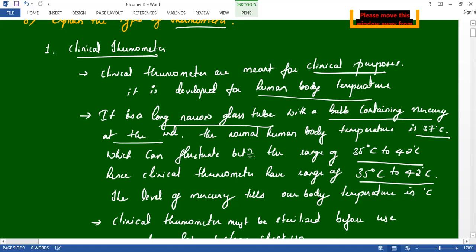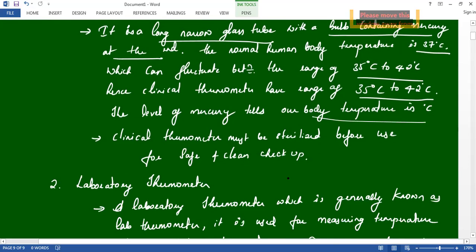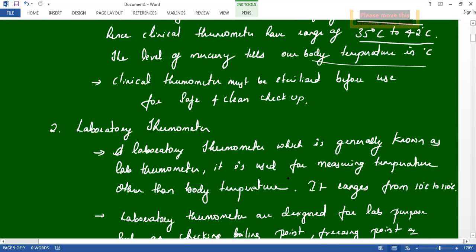So the level of mercury tells us the body temperature in degrees Celsius. A clinical thermometer must be sterilized before a safe and clean checkup. So this is the information about clinical thermometer.